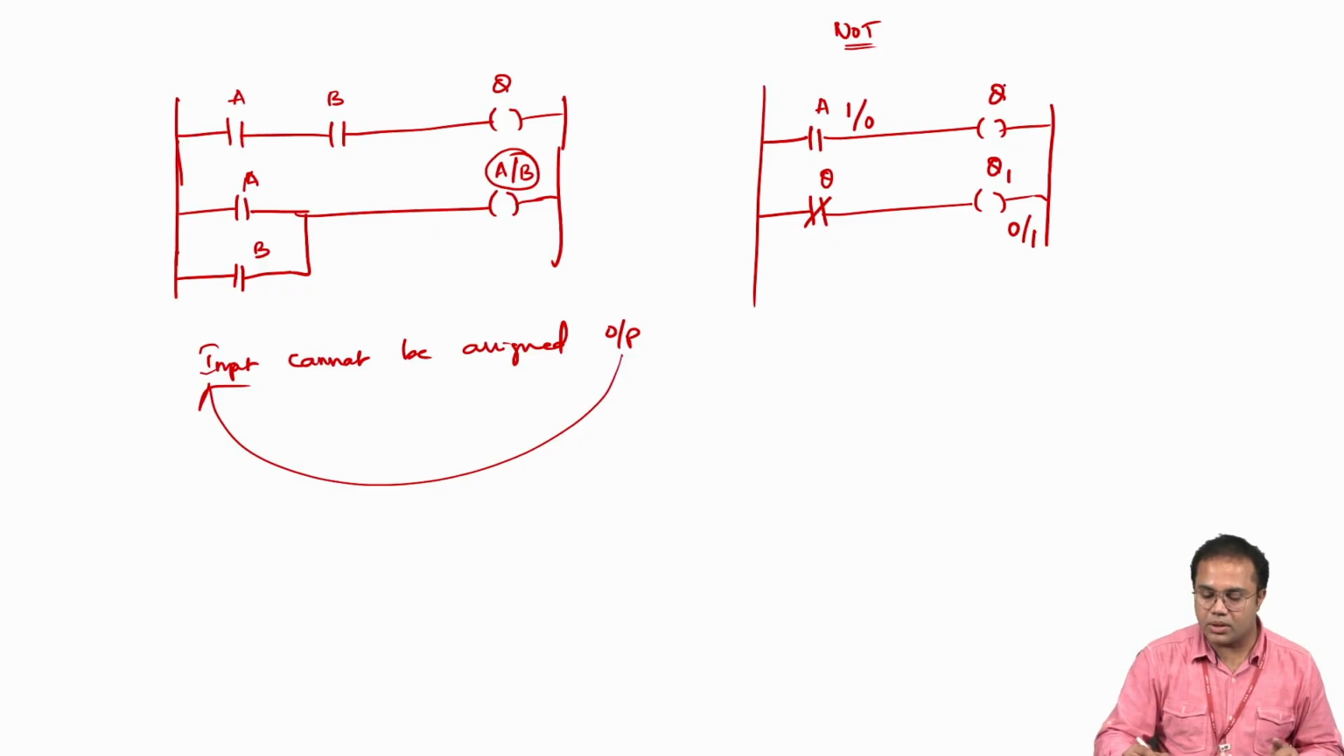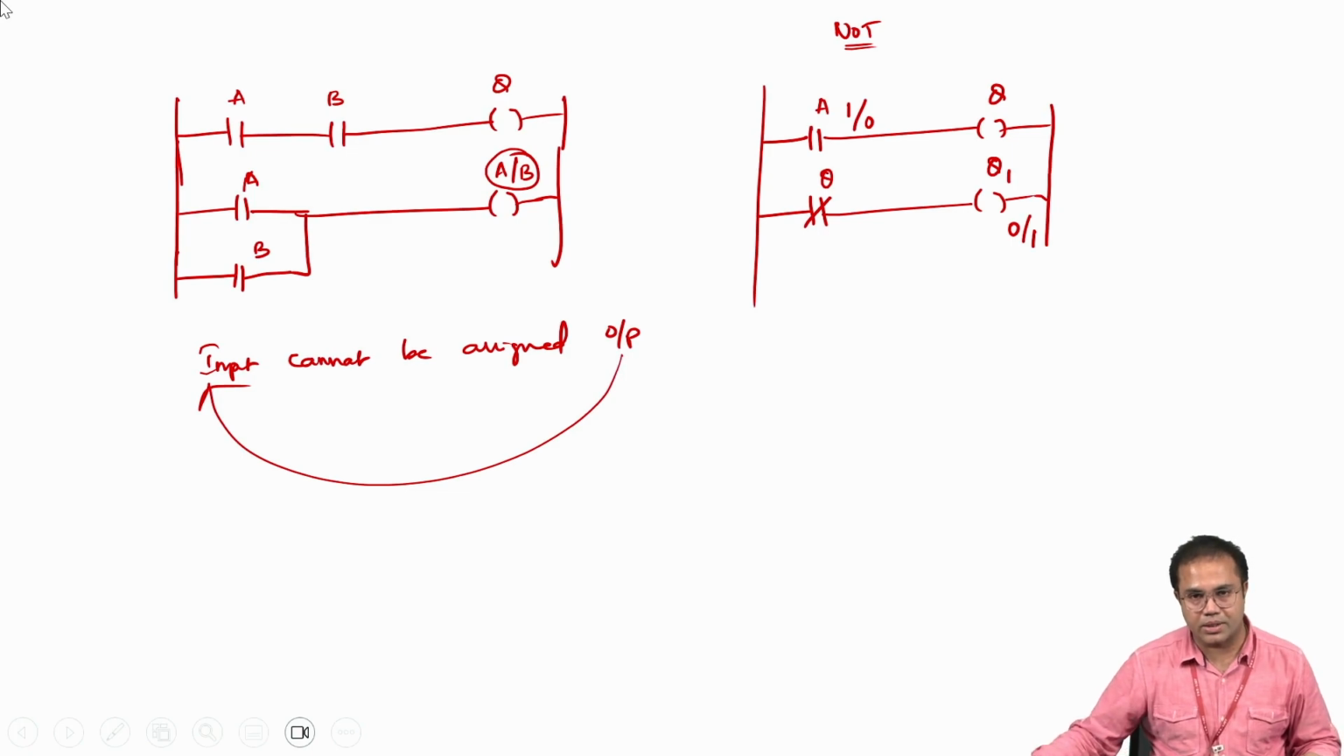So you can use the output address for the input instructions, but the input address cannot be used for the output instruction. Clear? If we follow these simple rules in ladder logic construction, then there won't be any difficulty, and you won't end up with error programs. Clear? Now next, let's move on to addressing.